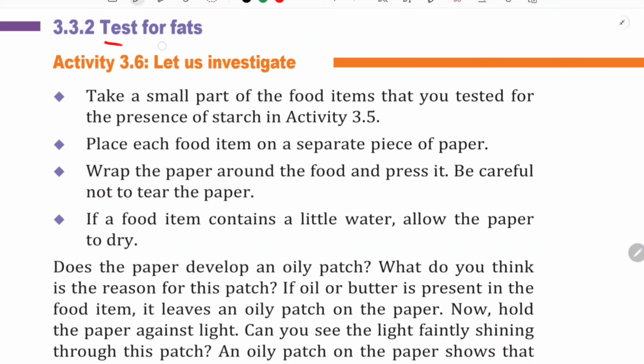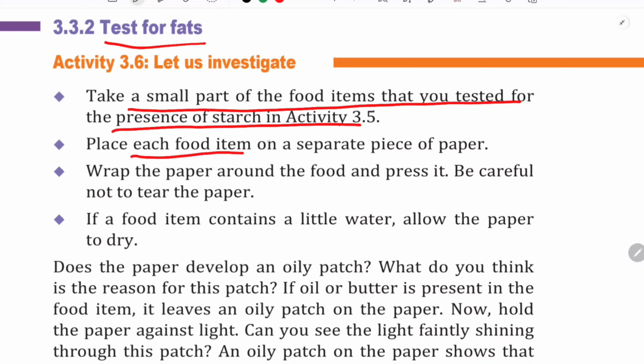So now let us see the test for fat. So how can you test fat? See, this you can do easily at home also without any equipment. It is very easy. Okay, first let us see the steps, and later on I'll also tell you how you can do it. Take small part of the food items that you have tested for the presence of starch in activity 3.5. So again take the same food items.